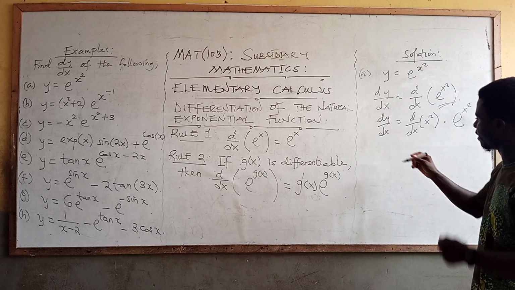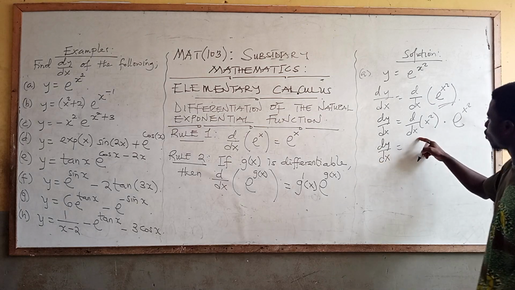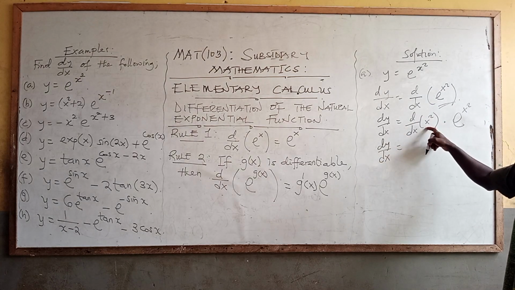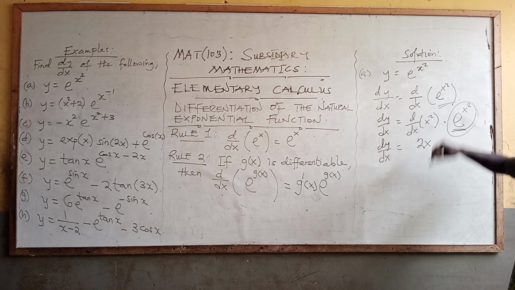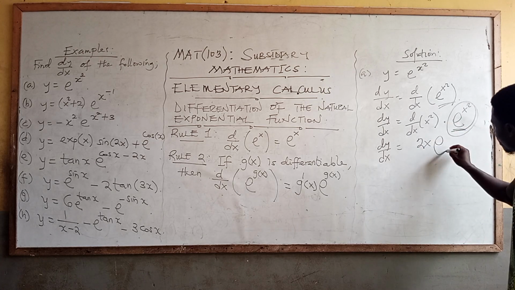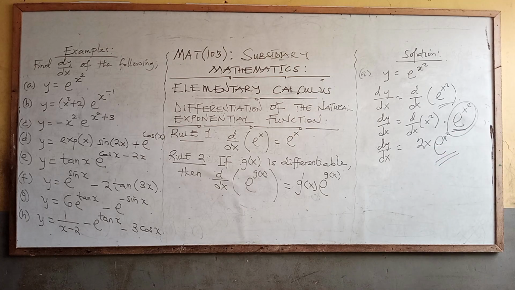So let's differentiate this. We get dy/dx equal to d/dx of x squared, which is 2x, then we multiply it again by the exponential function. So we get 2x e to the x squared. That's the answer for that. That's simple and very trivial. Let's move on to B.